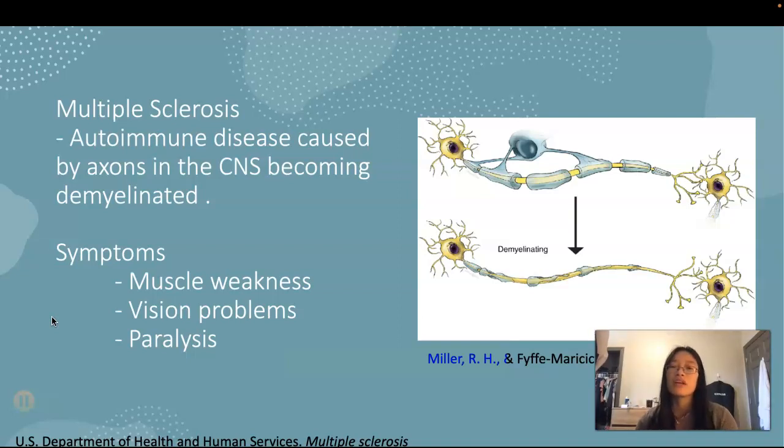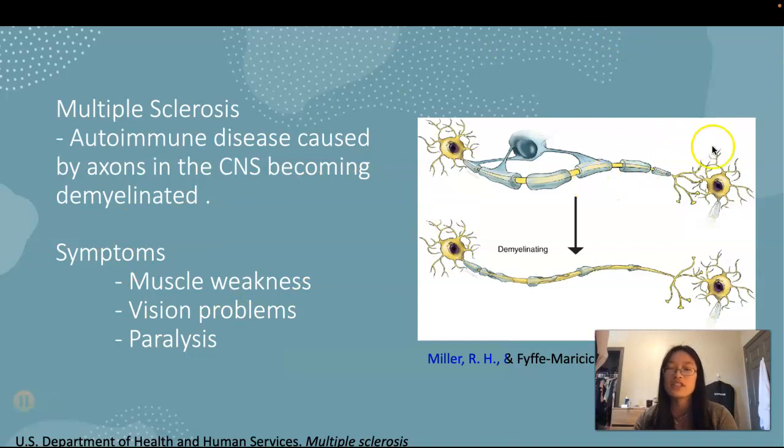The symptoms do vary based on the type of MS one has and the location, but most individuals' symptoms will worsen over a period of time. And these symptoms include vision problems, weakness in coordination, muscle weakness, and even paralysis.